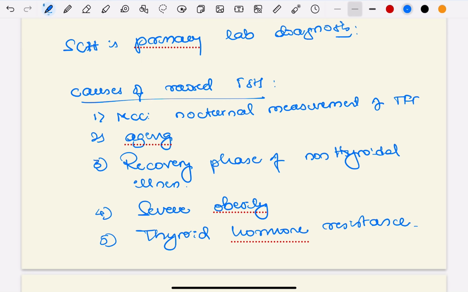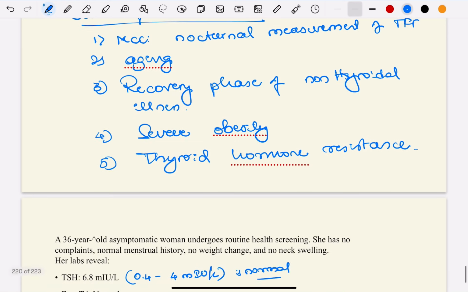Then severe obesity and thyroid hormone resistance, and never forget about drugs. So drugs also can cause elevated TSH, namely your amiodarone, lithium. So these are all the drugs which cause elevated TSH.